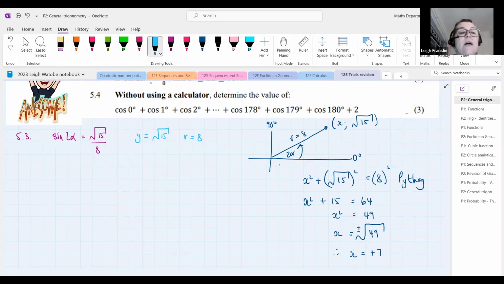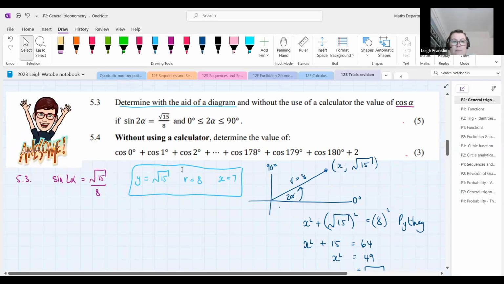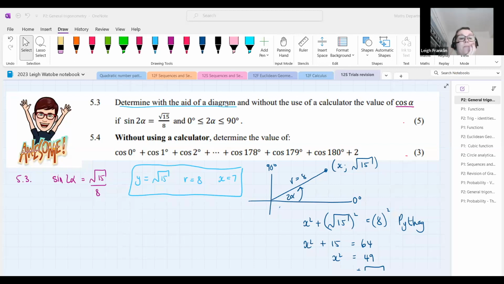Okay, so we've worked out y is root 15, r is 8, and now we know that x is equal to 7. Quite right, Chloe, you sent me the right answer. Perfect. So now we've done all of this, they want cos theta. Miss Cindy's already suggested an answer for cos theta, 7 over 8. Miss Cindy, you're going to have to explain to us where you got that from.